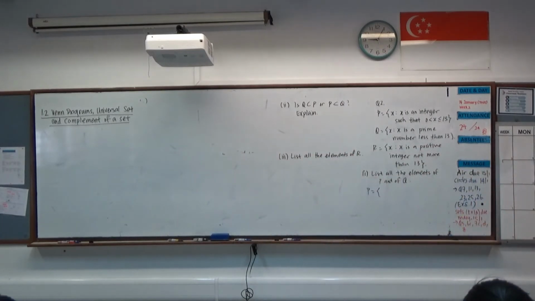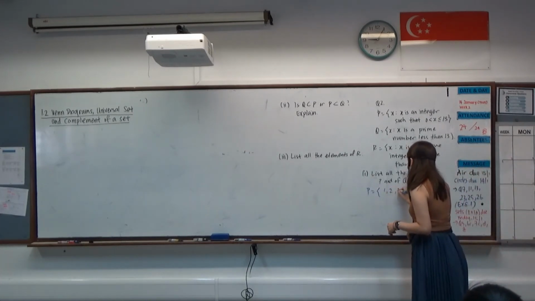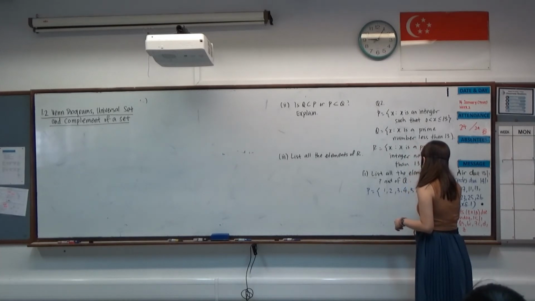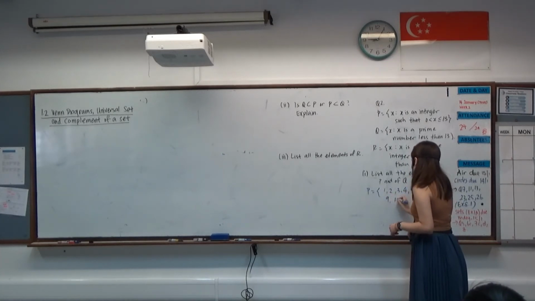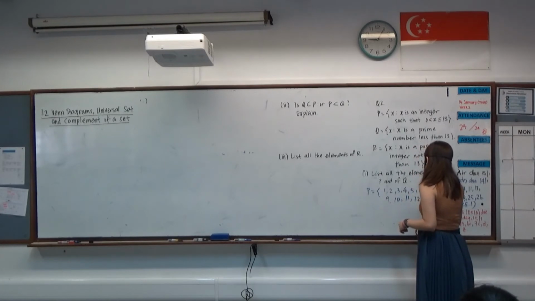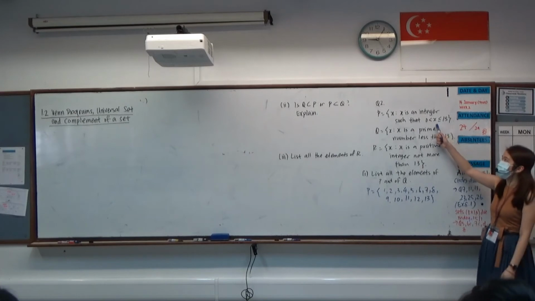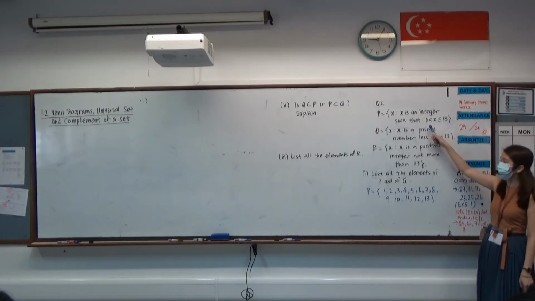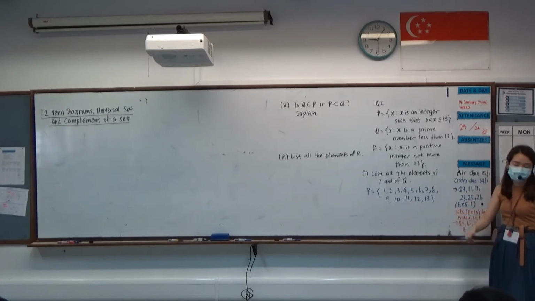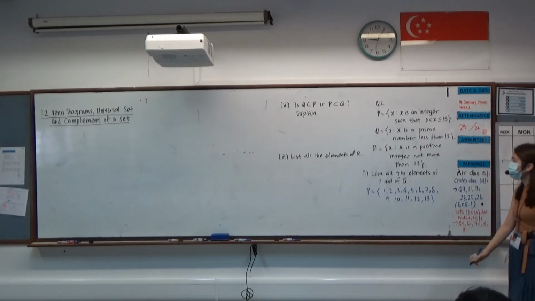So what are the elements in P, Nicole? 1 to 13, okay. Anybody disagree? You good with this? You notice that x must be an integer between 0 and 13, 0 not inclusive, that's why we start from 1 and then include 13. Okay? So then what about Q?